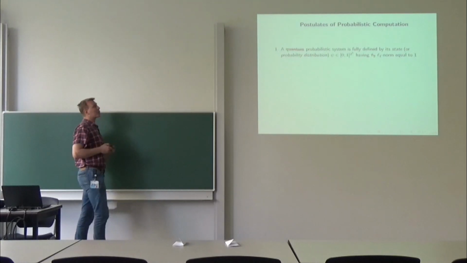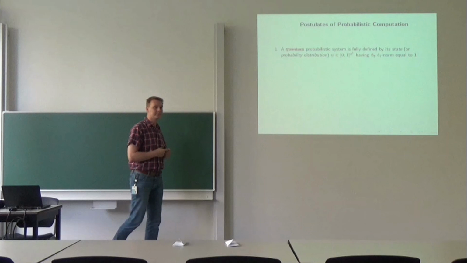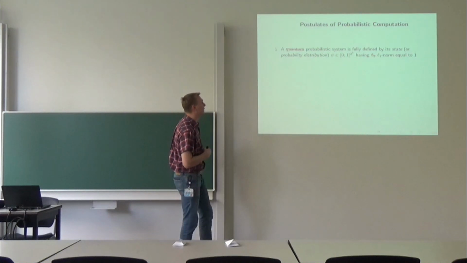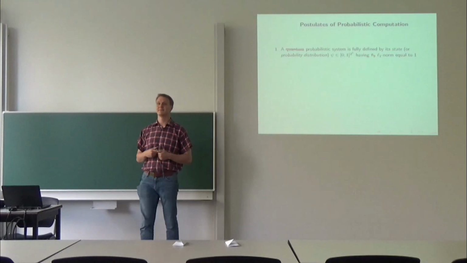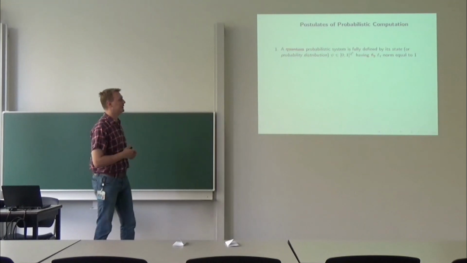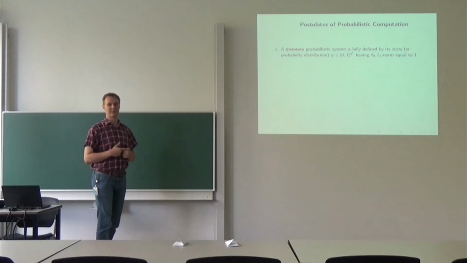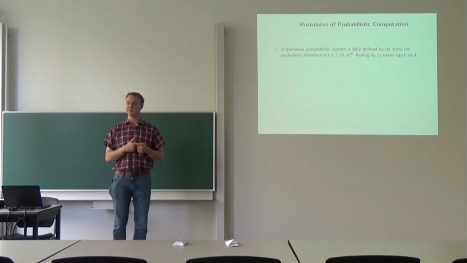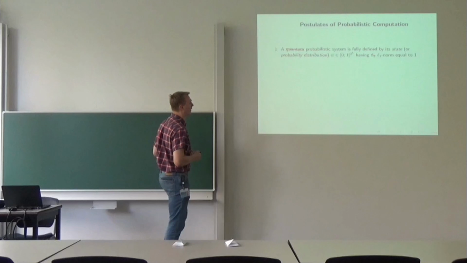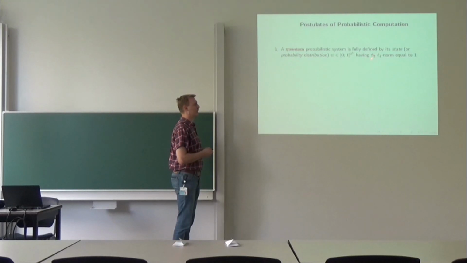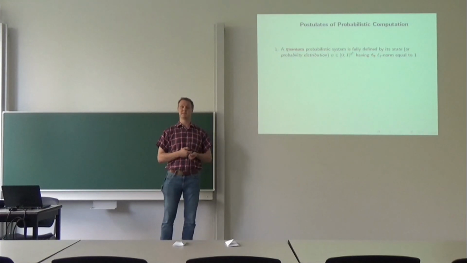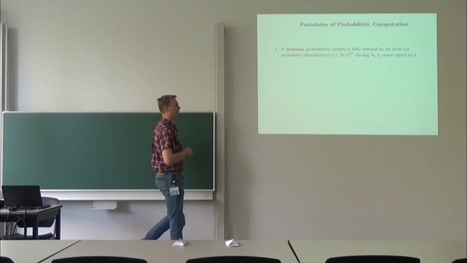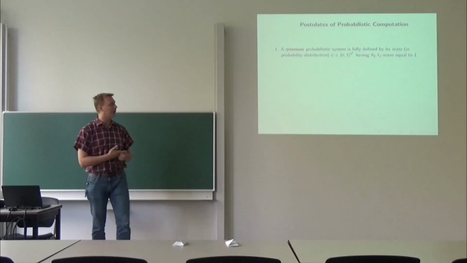So, a probabilistic system is fully defined by its probability distribution. Right? It associates a certain probability with every possible bit string. And, well, in the quantum case, we wanted the Euclidean length. In the classical case, we want all probabilities to sum to 1. So, one way to say that is that the L1 norm is 1.